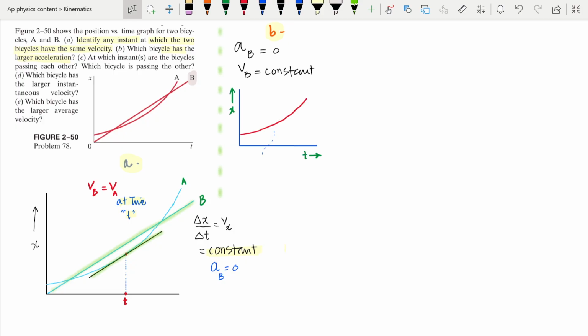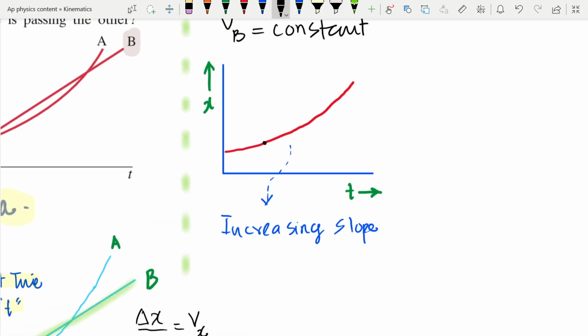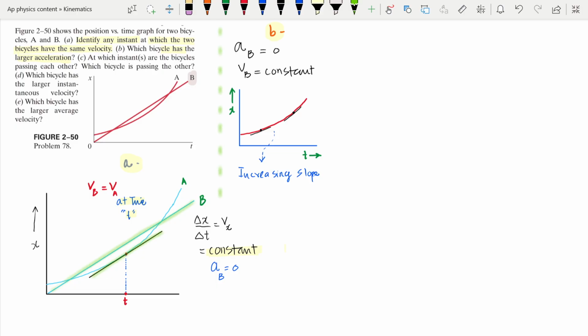This graph shows us an increasing slope. All right, increasing slope. Why is that? Because if you draw the tangent at any two points, let's say at this point and then at this point, you see that the tangent line is becoming steeper with the passage of time. So we can say the slope is increasing, which means the velocity is increasing. And if the velocity is increasing, it means that acceleration is obviously not 0.